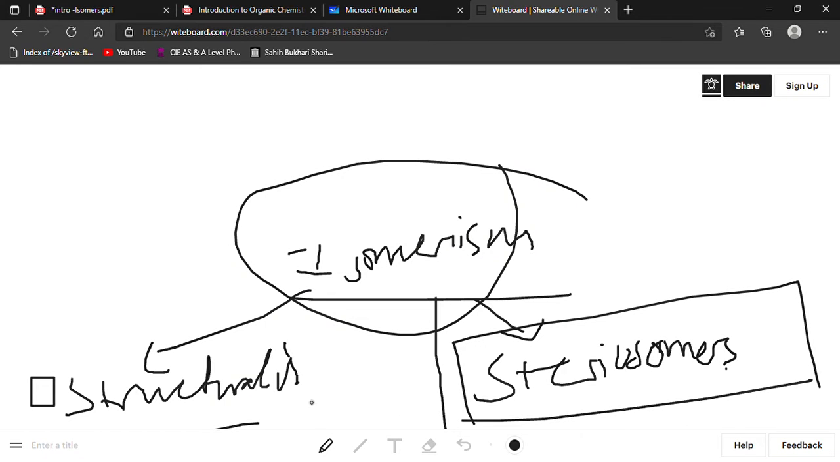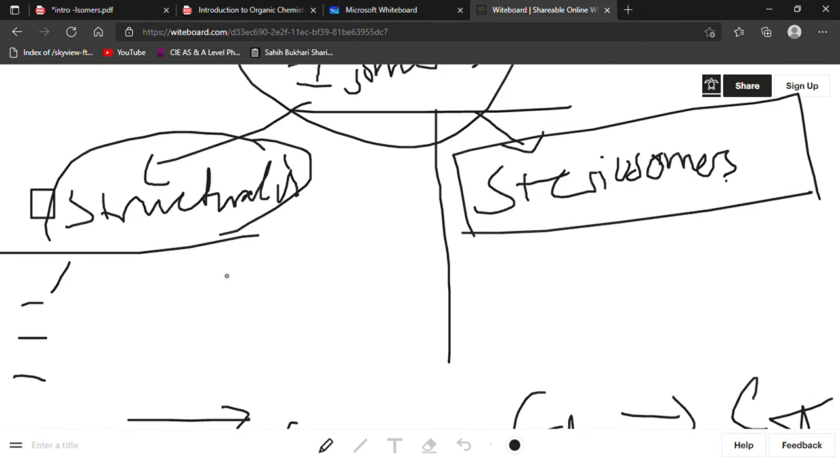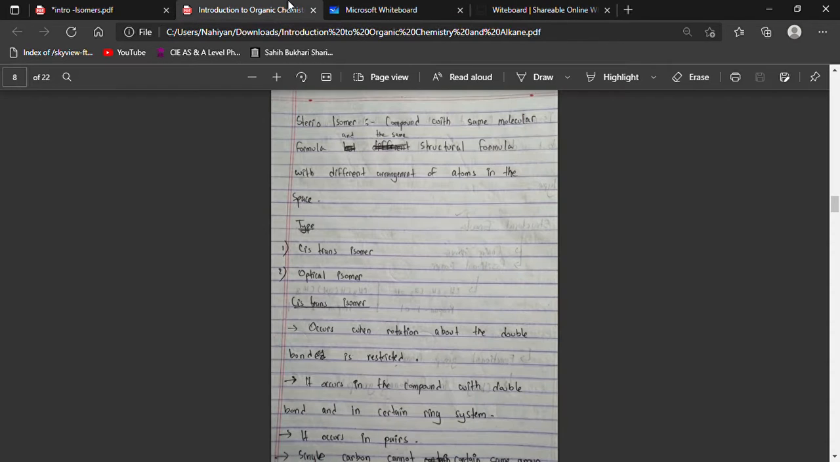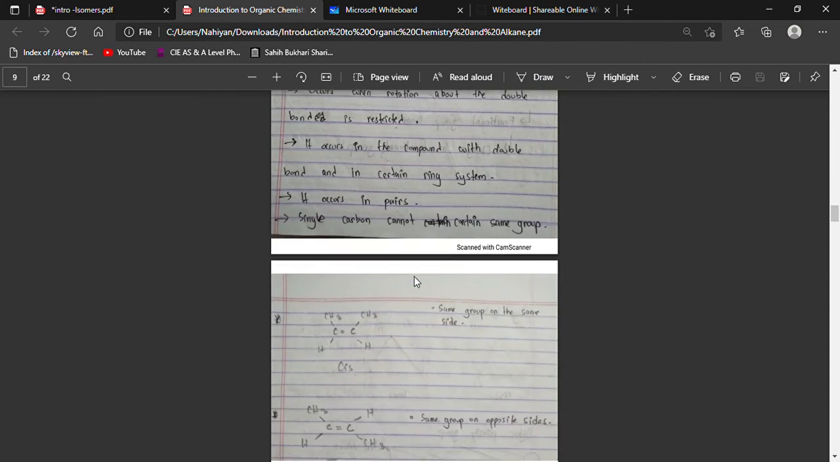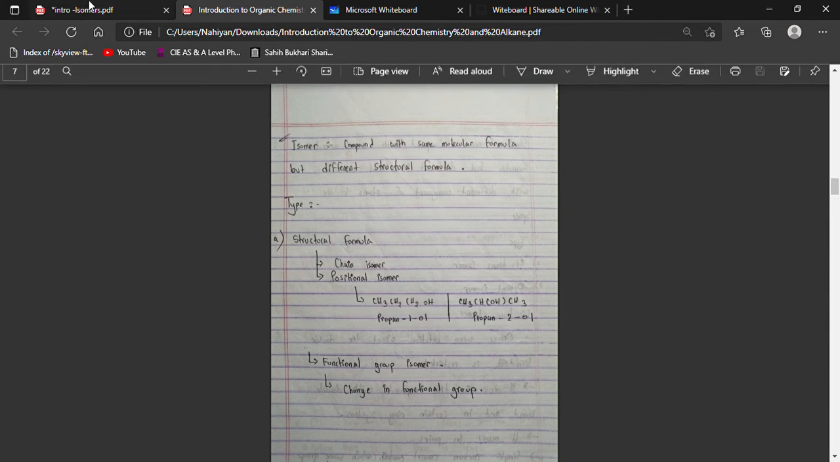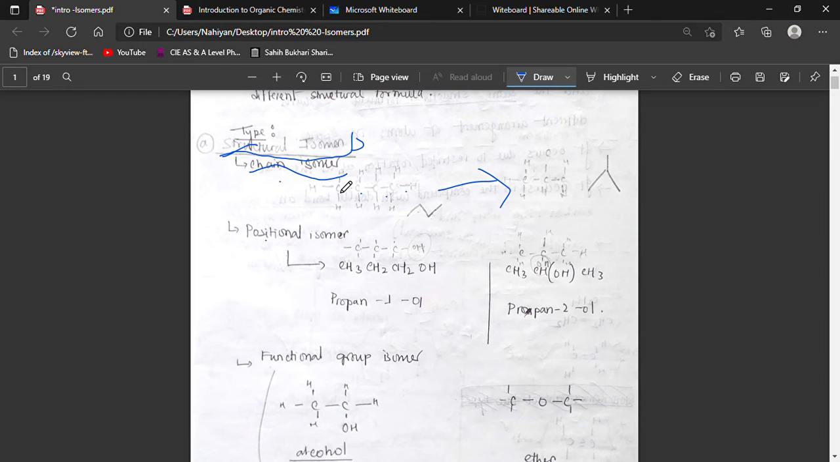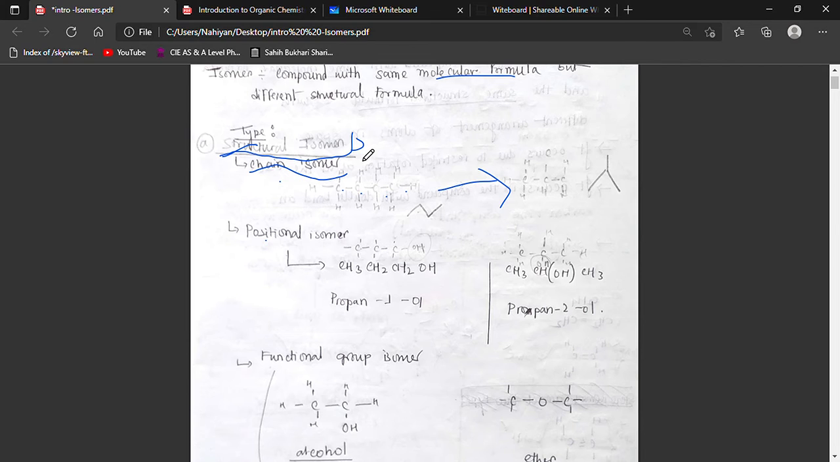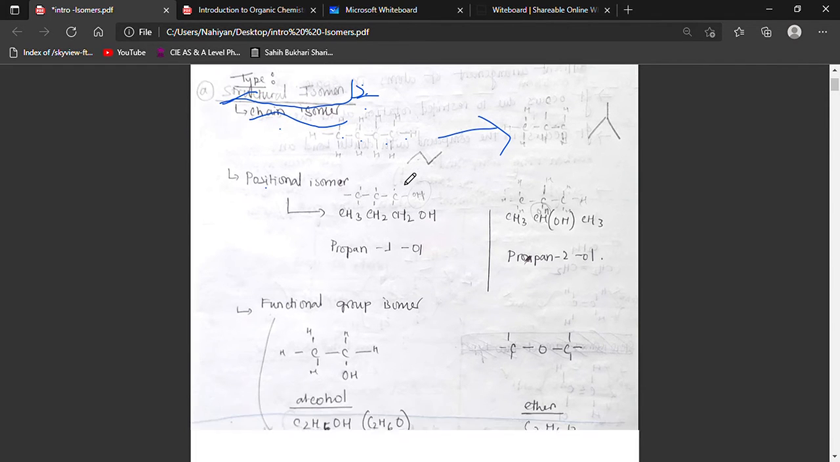So first, let's have a look at the structural isomers. In structural isomers, first we have the chain isomer. So what are structural isomers? If I am to write the definition, structural isomers are compounds with the same molecular formula but a different structural formula. If you're asked to write the definition in your exam, you're going to write this: compounds with the same molecular formula, but different structures.